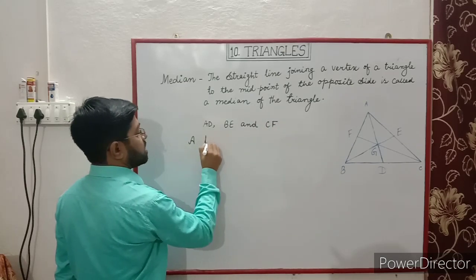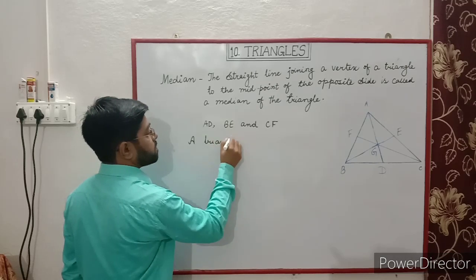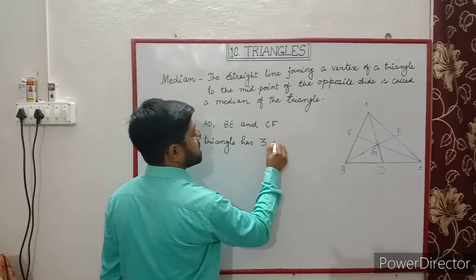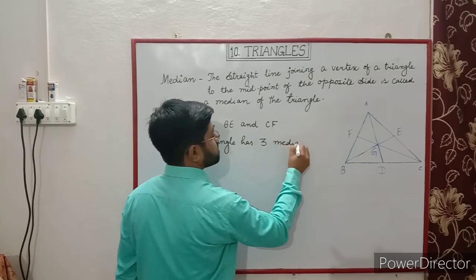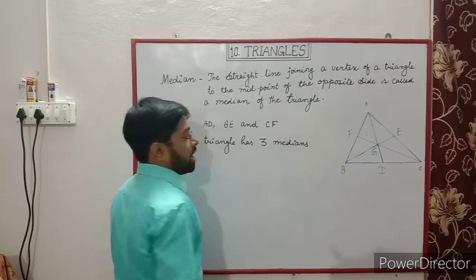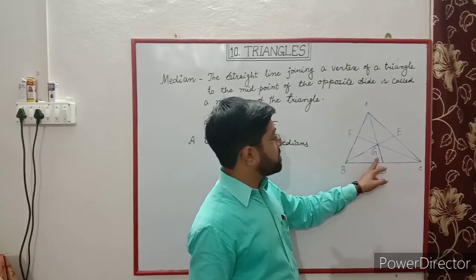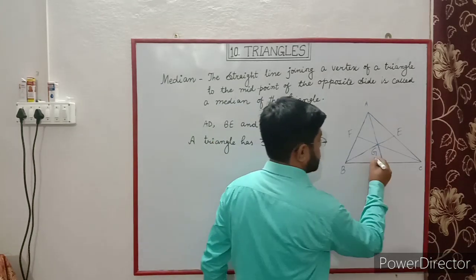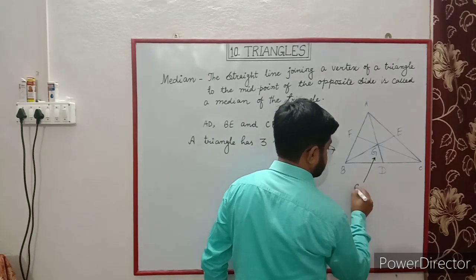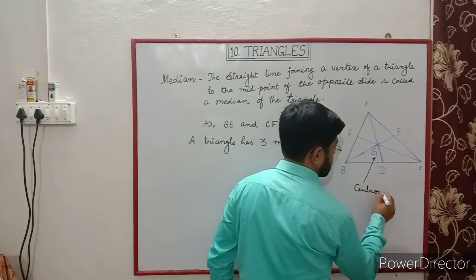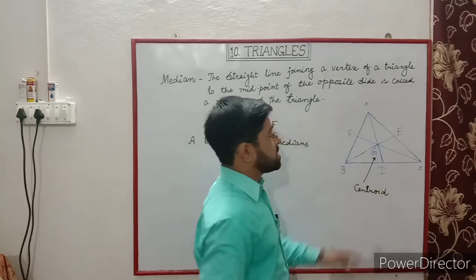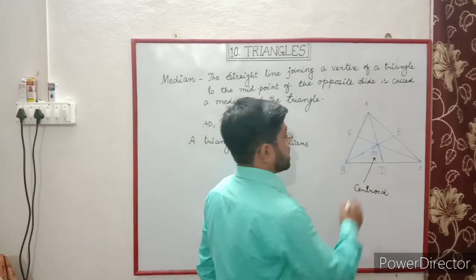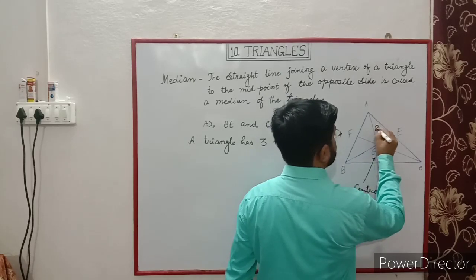So a triangle has three medians and the point of intersection of three medians is called centroid. It is denoted by G. And the centroid of a triangle divides every median in the ratio 2:1.